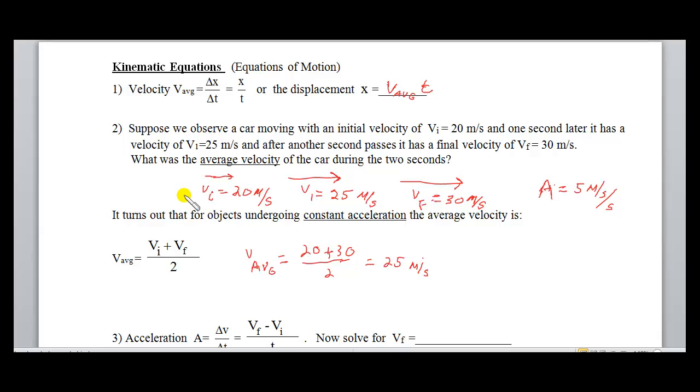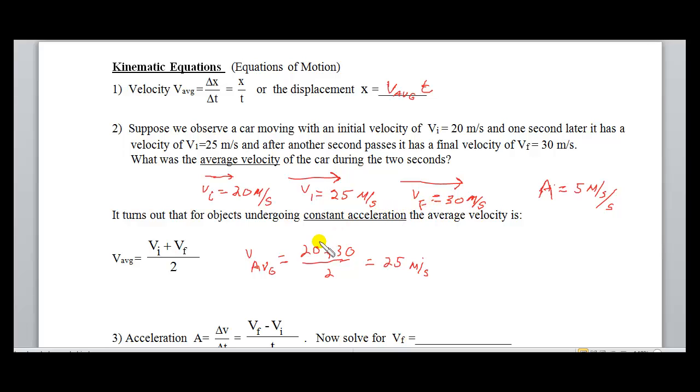Let's see what we have for answers. First of all, we can come up with an equation for displacement by simply multiplying the average velocity times the time in which it's traveling at that average velocity. Now, in problem number 2, we were asked to find the average velocity during a 2-second time interval. We were told that the initial velocity was 20 meters per second. 1 second later, the new velocity was 25 meters per second. That's the average. 1 second after that, the final velocity is 30 meters per second. In other words, this is the average velocity because it's halfway between 20 and 30.